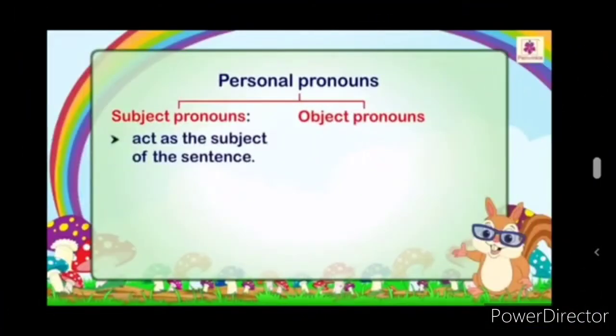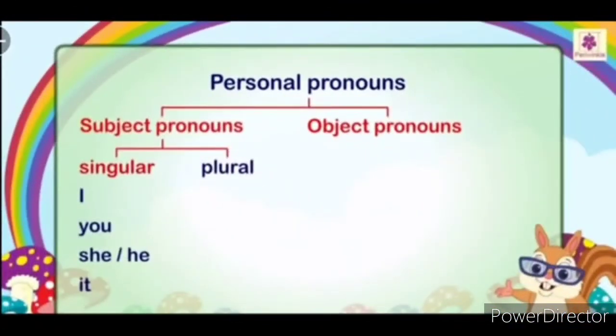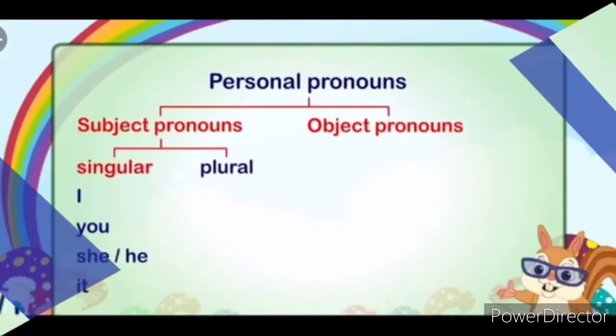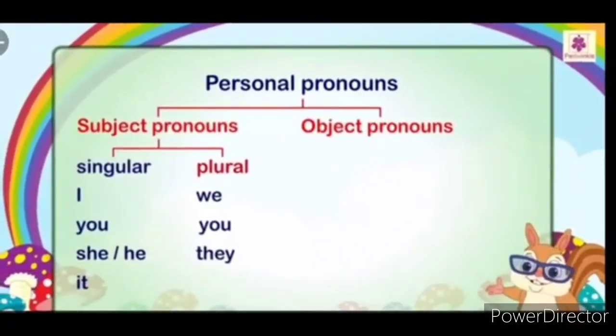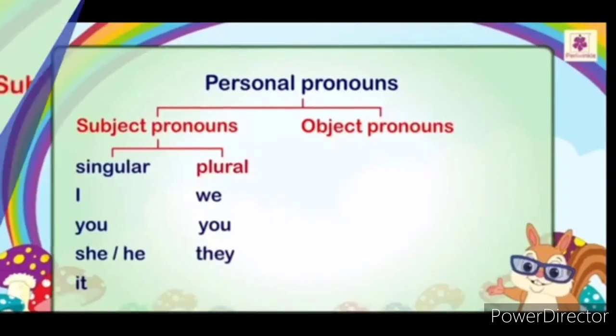Look at this picture. Here the personal pronoun is divided into two types. One is subject pronoun, another one is object pronoun. The subject pronoun acts as the subject in the sentence. Subject pronouns that are in singular, here they are I, you, he, she and it. In plural form, we, you and they. These are the singular and plural forms of subject pronoun that we can use in the sentence, children.